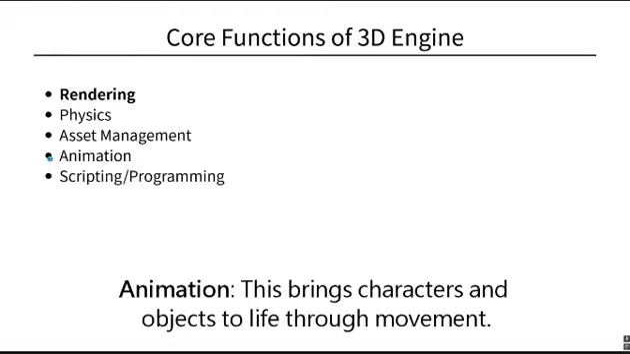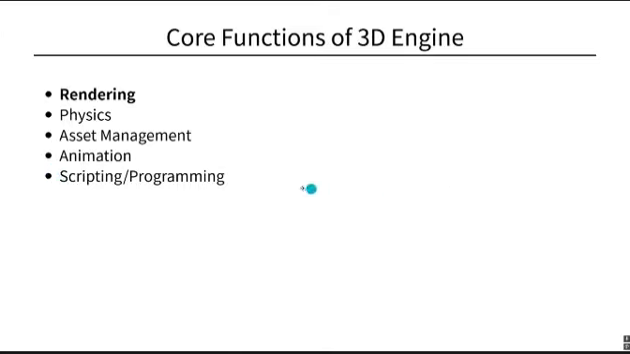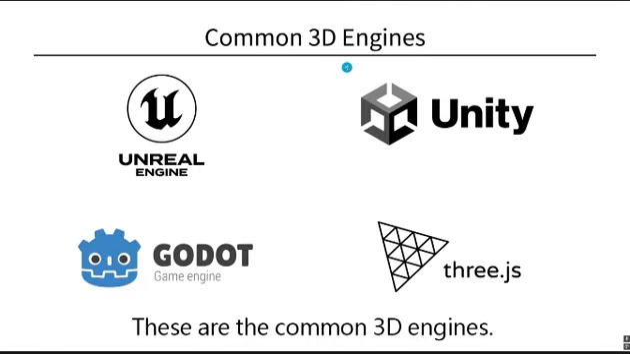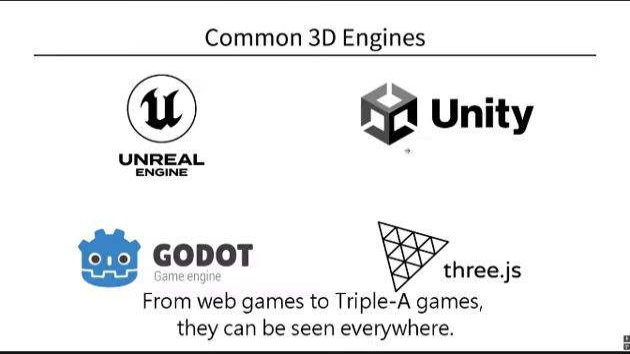Animation brings characters and objects to life through movement. Scripting and programming. This allows developers to define the logic and rules of a virtual world. And these are the common 3D engines. Unreal Engine and Unity are the best-known engines, from web games to AAA games. They can be seen everywhere.